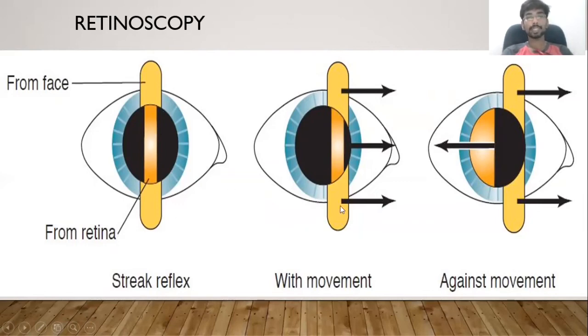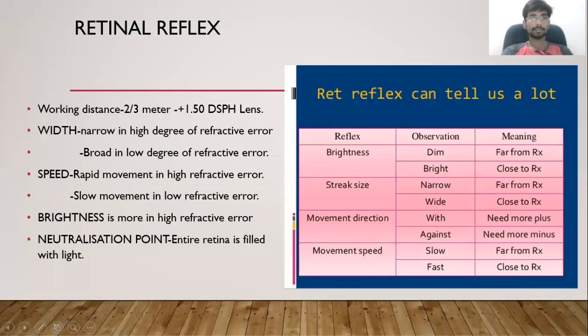Suppose when we move the light streak towards the nasal side, if the retinal reflex also moves towards the nasal side, it is with the movement. If we move the light streak towards the nasal side and the retinal reflex moves towards the temporal side, it is against the movement. Now the features of the retinal reflex. For testing, the working distance between patient and examiner is 2/3 meter, so this should be plus 1.5. This should be calculated in the final corrected readings.